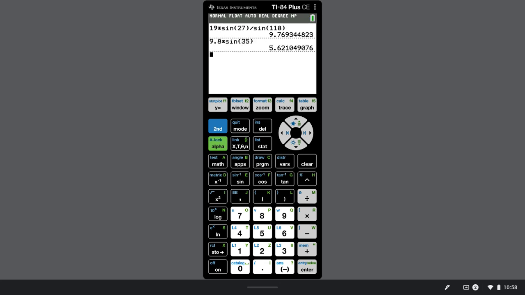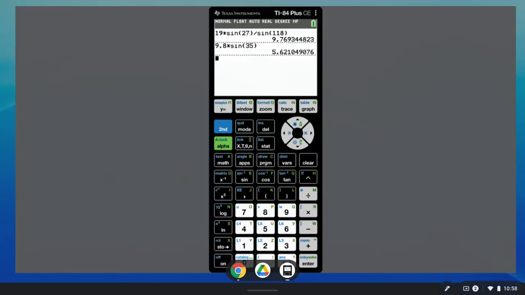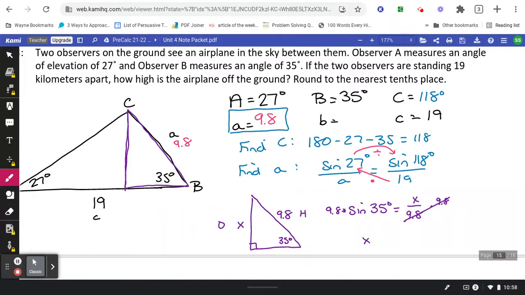We'll round that to 5.6. So we had to do two parts there. First, we had to find that diagonal side, side A, and then we found that straight up and down side by taking it as a different triangle.